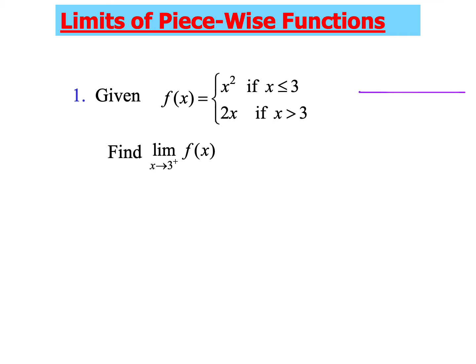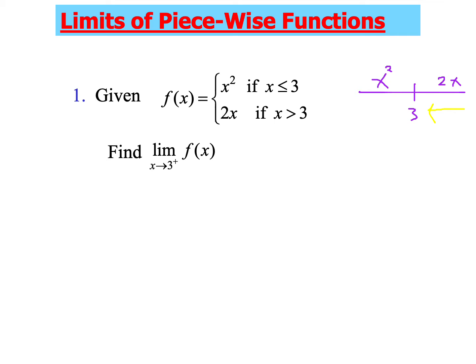The first domain, when x is less than or equal to 3, the function is x squared. That means when x has a value less than or equal to 3, the function is x squared. When x is bigger than 3, the function becomes 2x. So we can say the partition is 3. Now the question is asking us to find the limit when x goes to 3 from the right. So in this case, I have to go to 3 from the right.